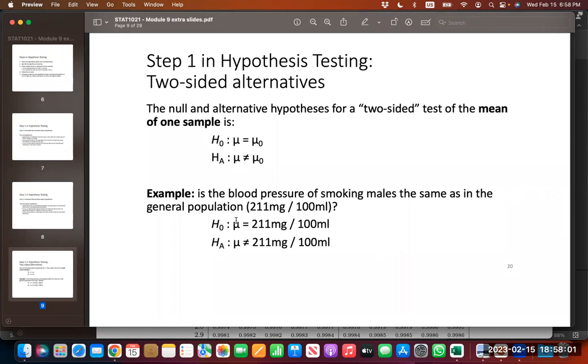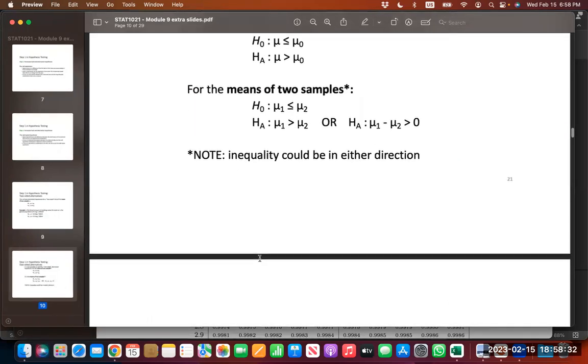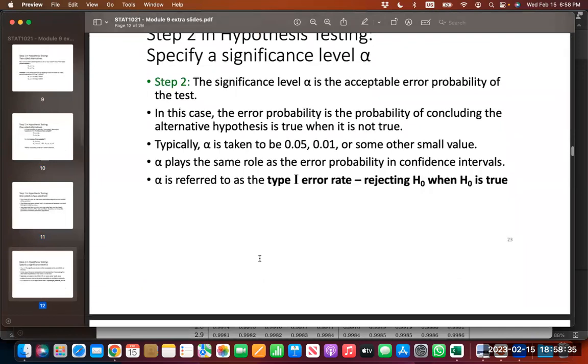So under the null hypothesis, we're saying that the mu, that's our population mean in this context, equals 211 milligrams per deciliter, which is the US average. The research hypothesis says that our sample mean is different from our population mean. So that corresponds with this expression of the null hypothesis and the alternative hypothesis. So we're not doing one-sided hypothesis testing for now.